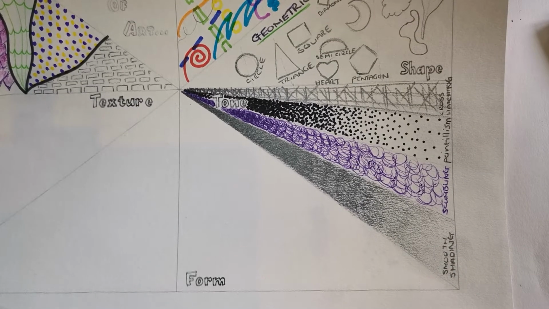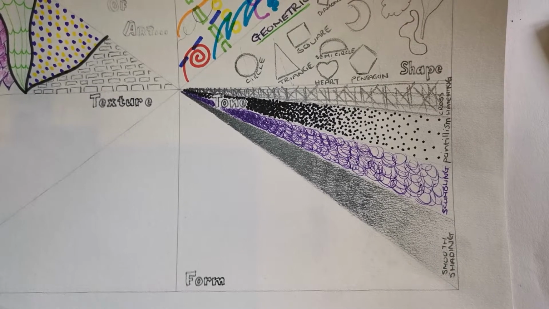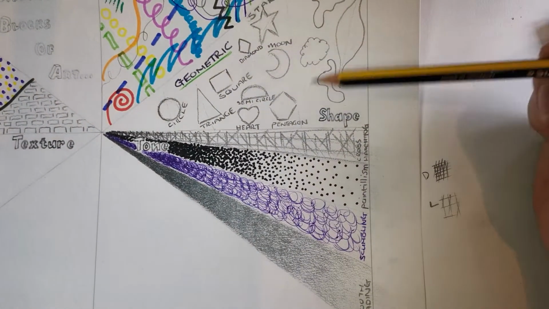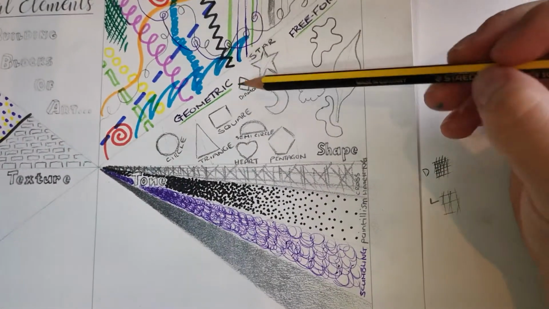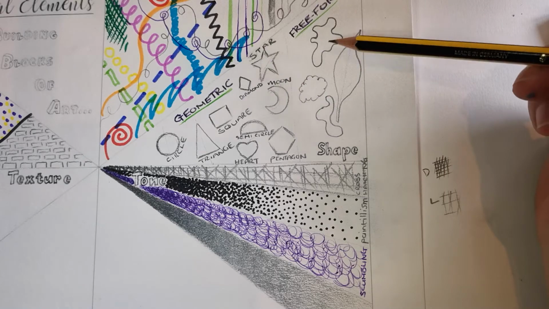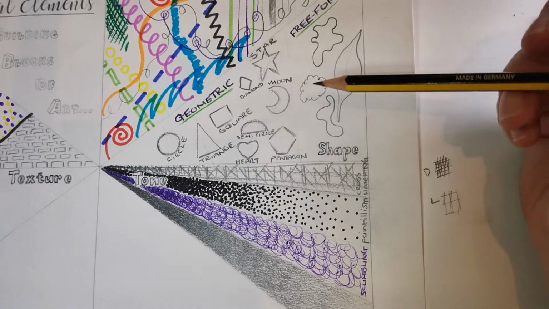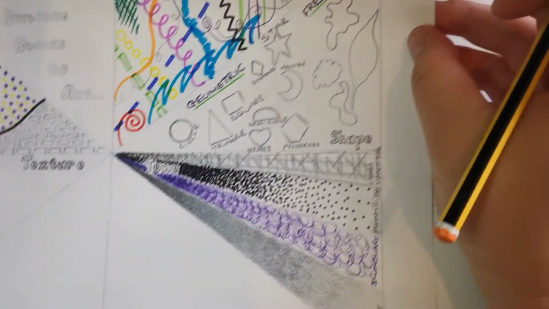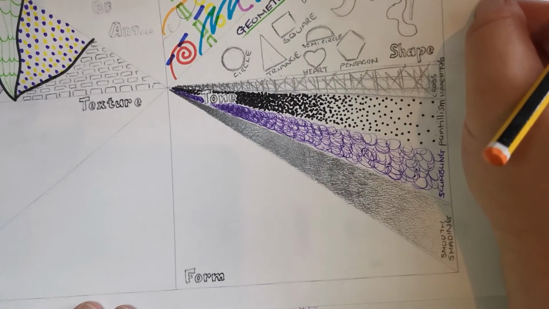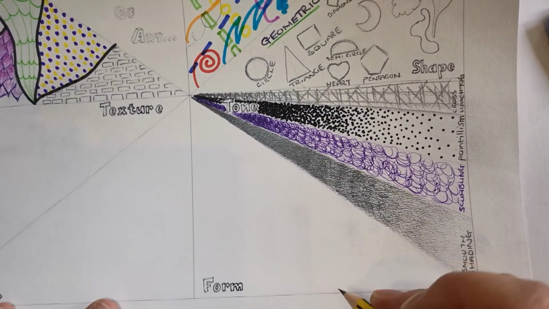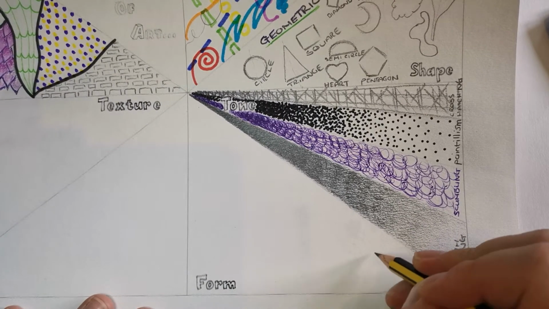So the next formal element that we're going to look at is form. Now form is where you take a 2D shape that can be geometric or freeform and you apply tone to it to make it look 3D. So I'll start off with something simple, a circle.